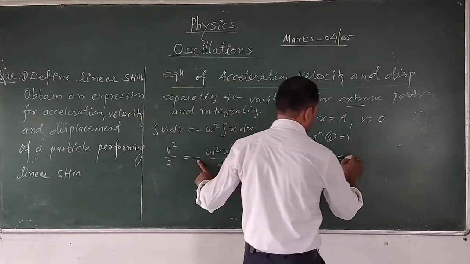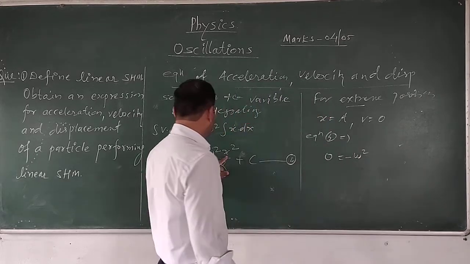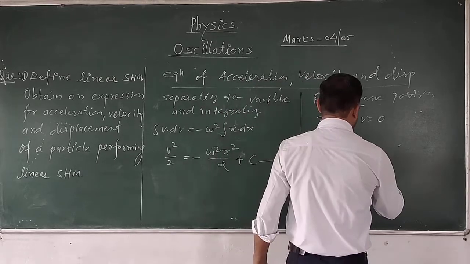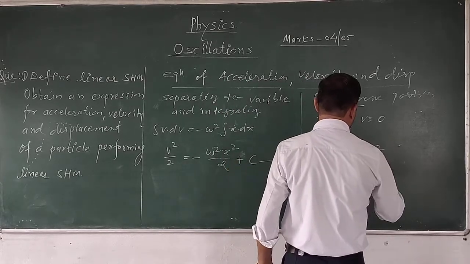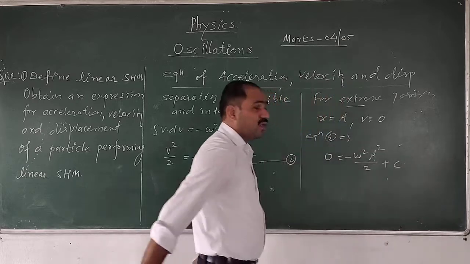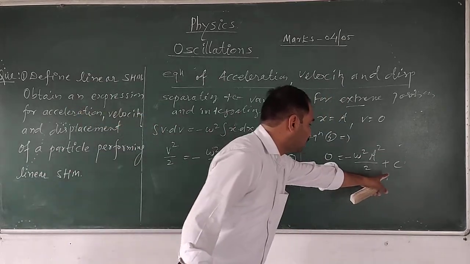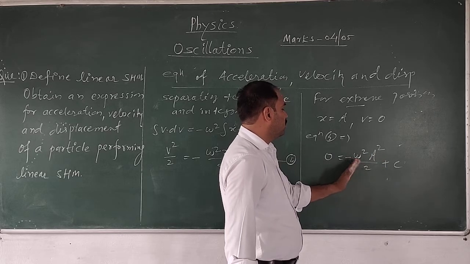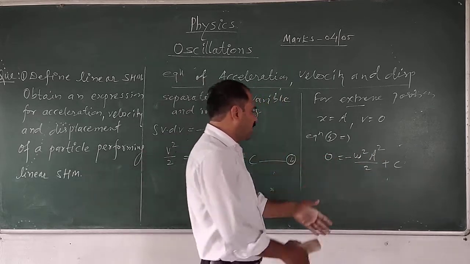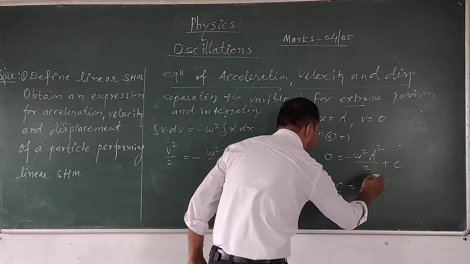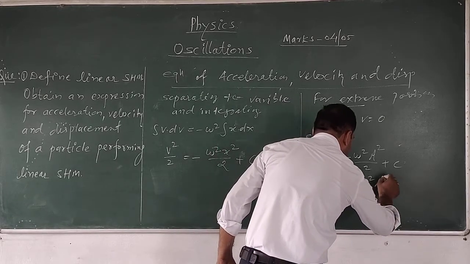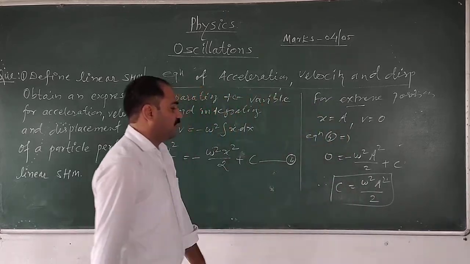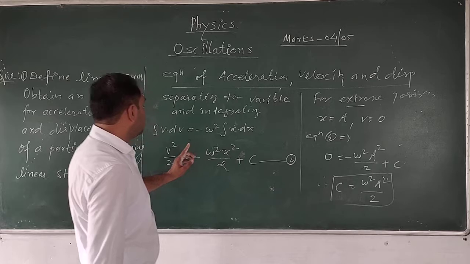Minus omega square times x, whose value is the amplitude, so A square by 2, plus c. I want to find the value of this constant of integration. By changing the sign of omega square A square by 2 and taking it to the left-hand side, c is equal to omega square A square by 2. So this is the constant of integration.